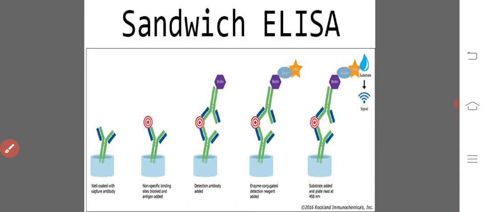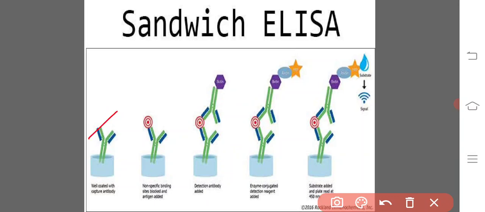Then coming to the sandwich ELISA or double antibody ELISA. So in between the two antibodies, the antigen is present, like a sandwich. Here, the sandwich ELISA is used to detect a sample antigen. The steps are as follows: a surface is prepared to which a known quantity of capture antibody is bound.